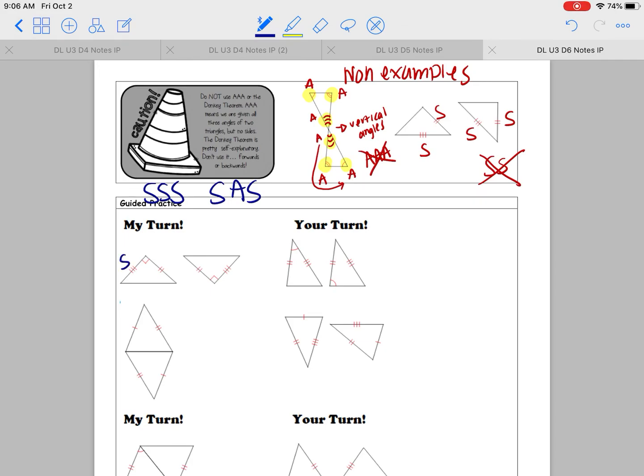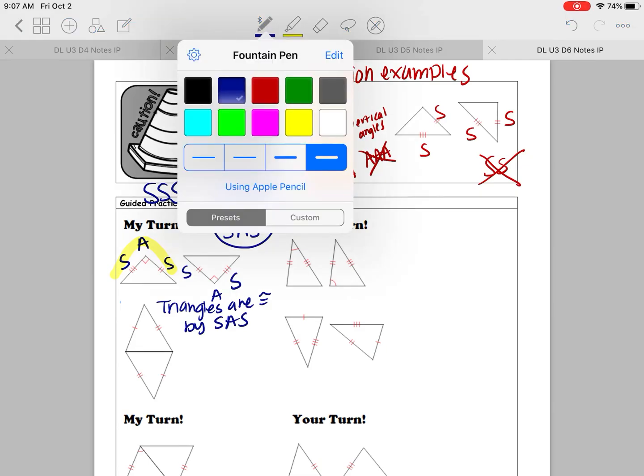Here we have one pair of sides, one pair of angles, and one pair of sides. When I'm looking at the pattern or the shortcut, I use the order, and I notice that this is side, angle, side. So that's one of my shortcuts. So then these two triangles are congruent. You're going to come back and say triangles are congruent by side, angle, side.